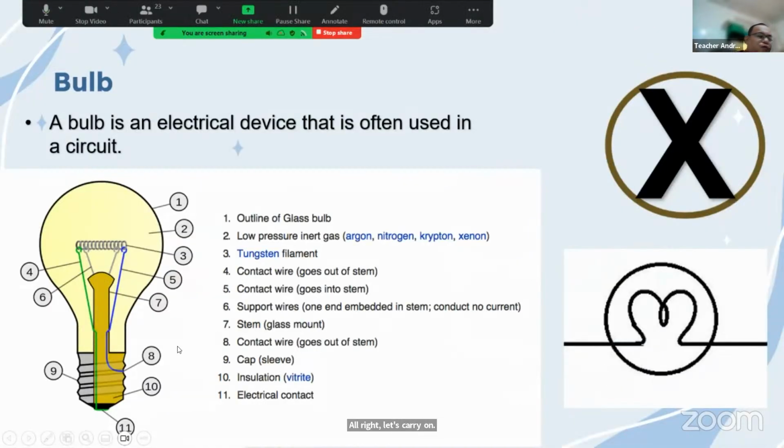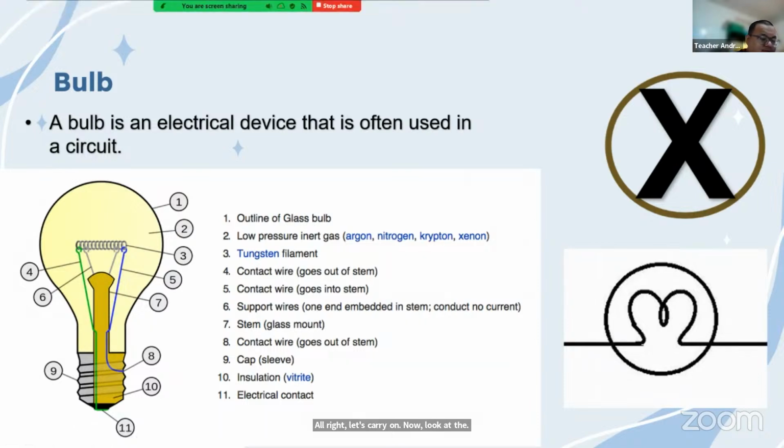Now, look at the light bulb. A light bulb is a device that we often use in a circuit to see whether there is any current flowing through in our experiments. When the light bulb lights up, it means current flows through. It's a closed circuit. However, when the light bulb doesn't light up, that means there's a gap in between, or there's something wrong with the batteries, or the bulb is spoiled.